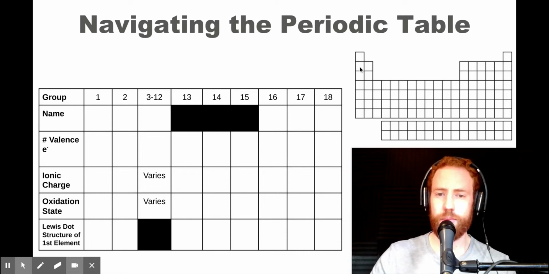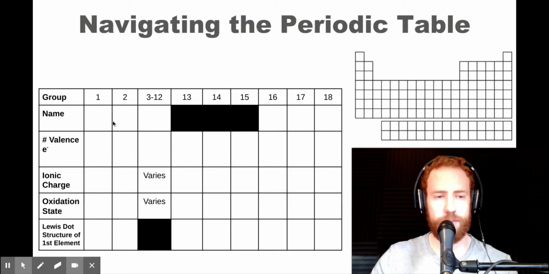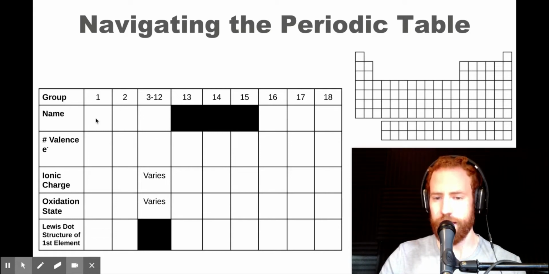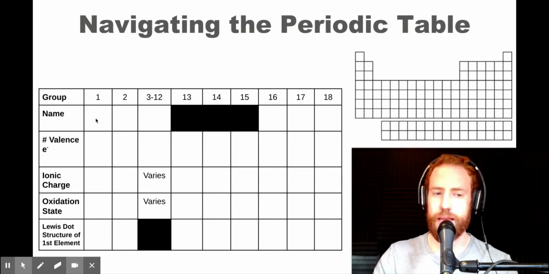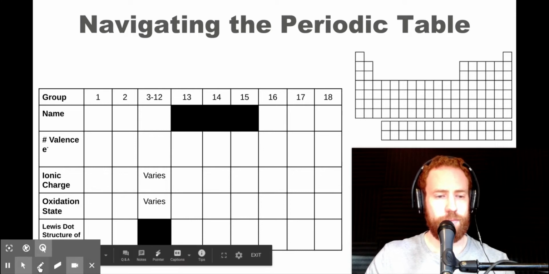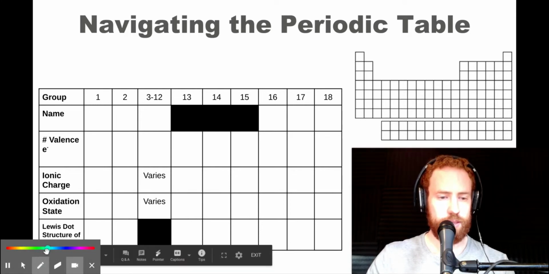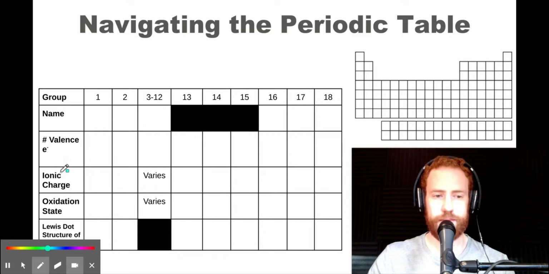So we'll start with column 1 right here. These are called the alkali metals, which I'm not going to write here because it would take me forever to draw that with my mouse, but they're the alkali metals. Now I will start drawing. Let's go with teal. Yeah, let's do that today.